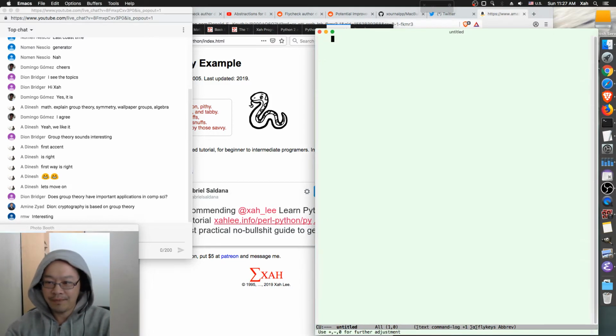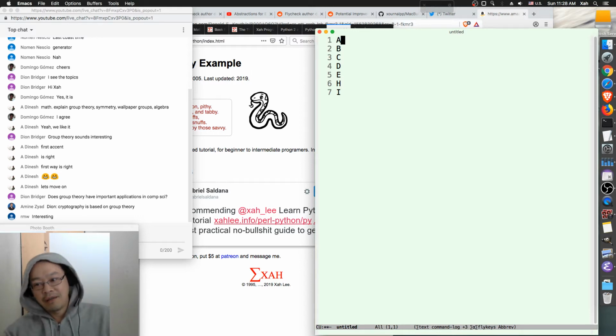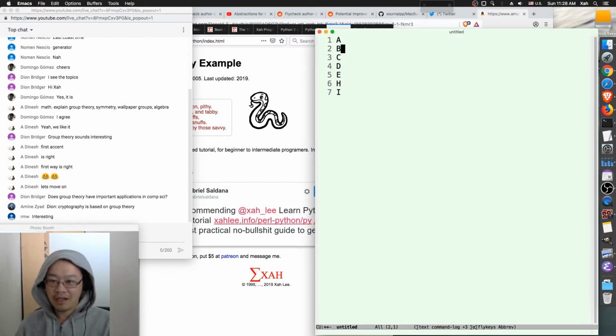Or for example, let's say A, B, C, D, E, F, G, H, I. Now, A is symmetric. It's bilateral symmetry because there's a vertical line. You flip it, it's still A. B is symmetric too, also bilateral symmetry. There's a horizontal line. You can flip it, it's the same. And similarly for C, D, E.